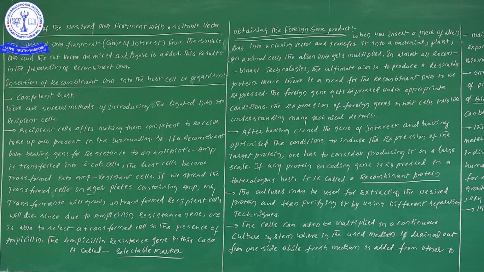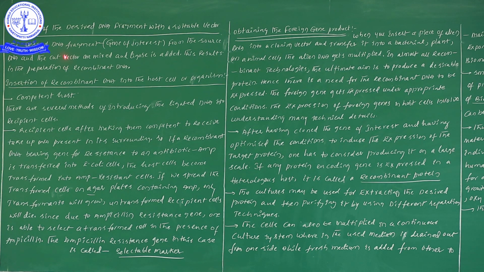I have already said many times that recombinant DNA is nothing but the combination of two different types of genes together. Once we get a desirable DNA fragment, we can incorporate that particular desirable DNA fragment into the suitable vector. At that time, we can see the formation of recombinant DNA. So let us see the information.